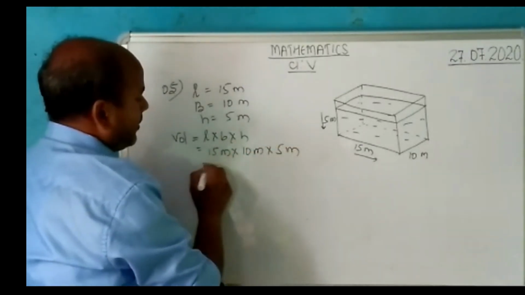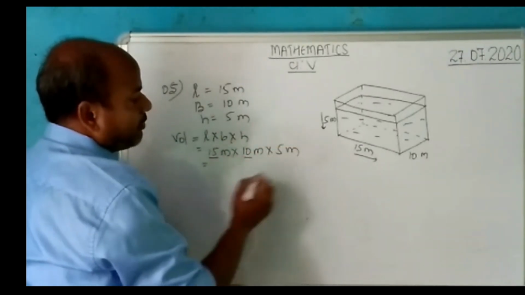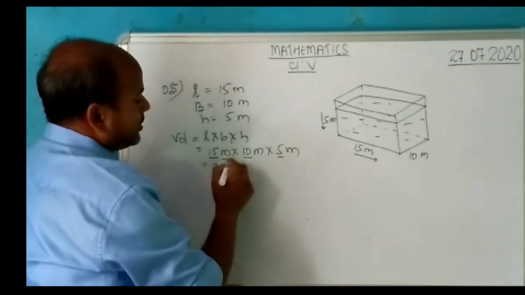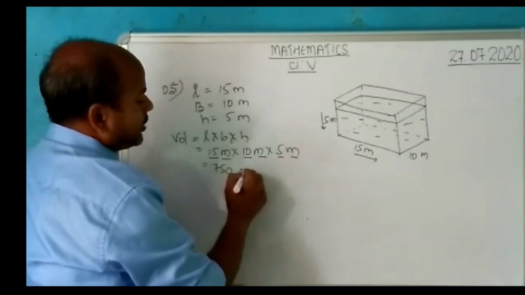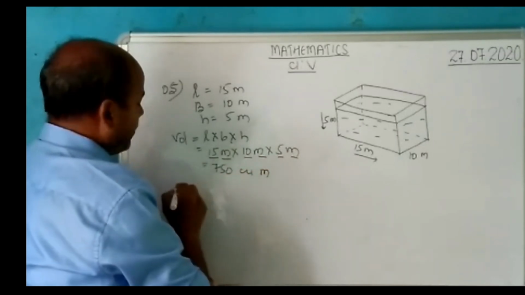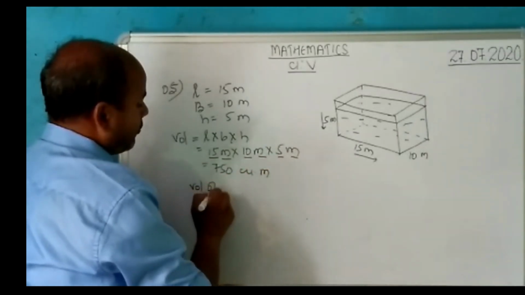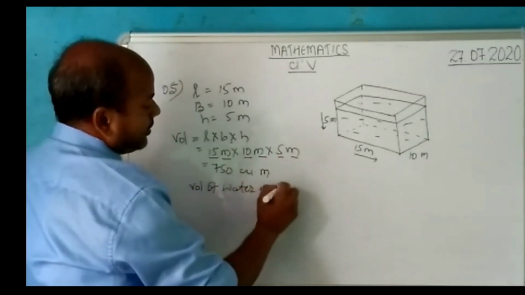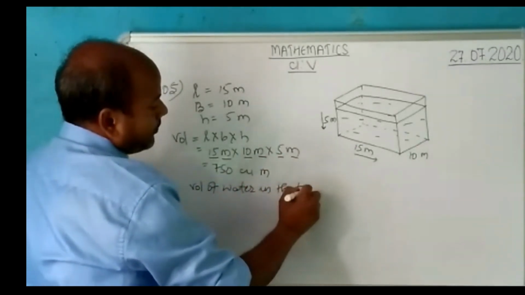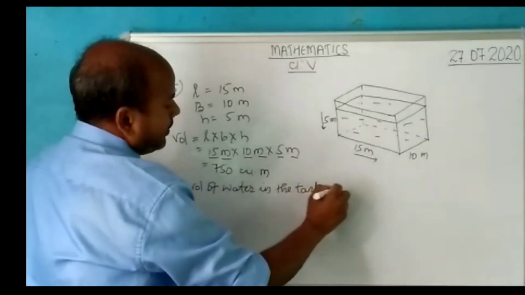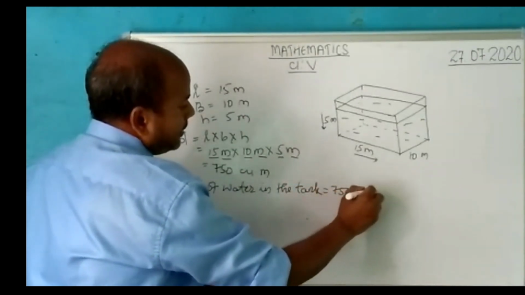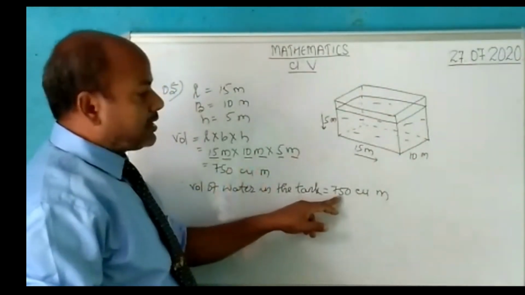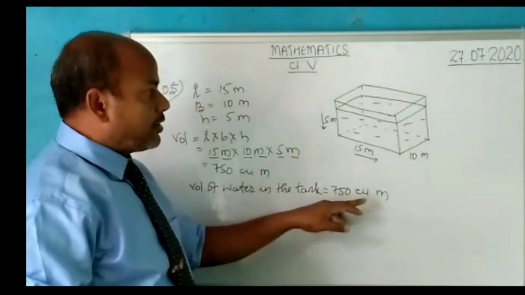Multiply 15 into 10, 150. 150 into 5 is 750. 750 meter into meter into meter is cubic meter. Therefore, volume of water in the tank is equal to 750 cubic meter. That means the tank can hold water having this volume, 750 cubic meter.